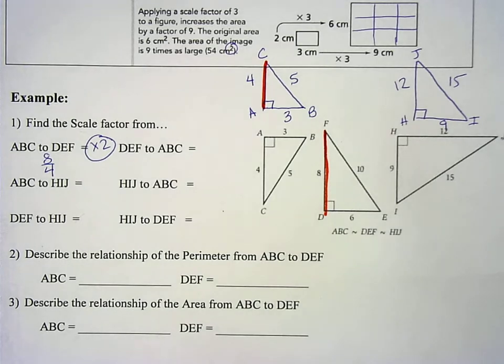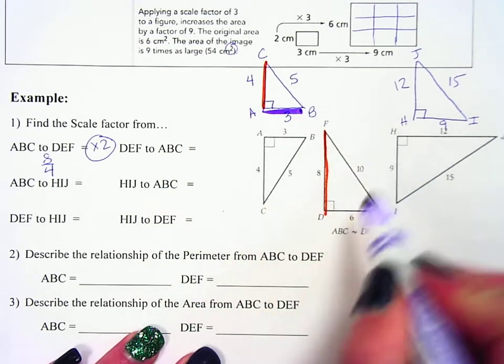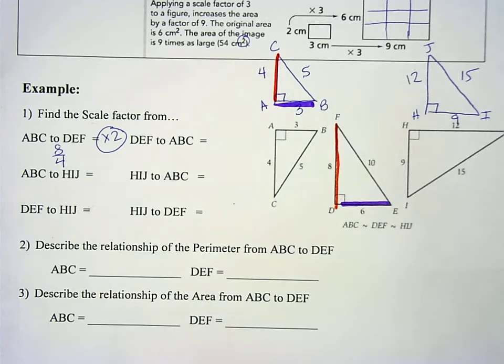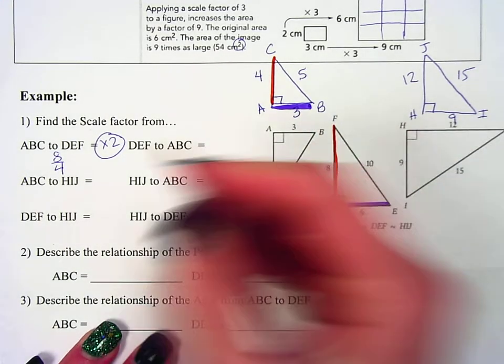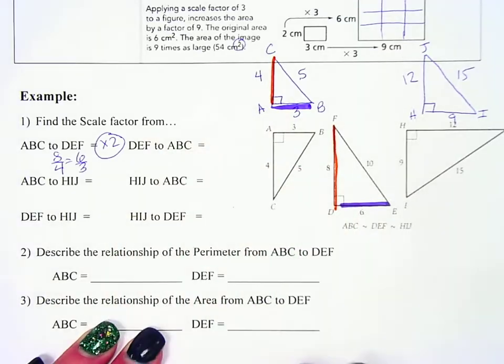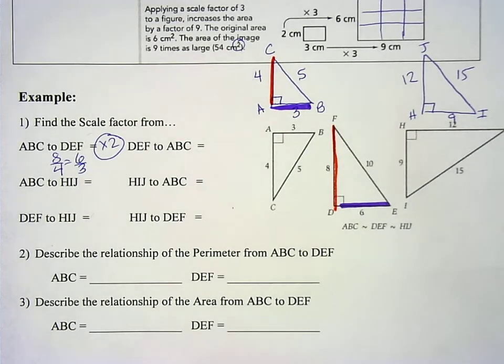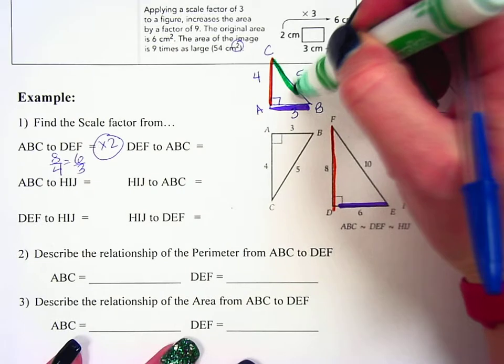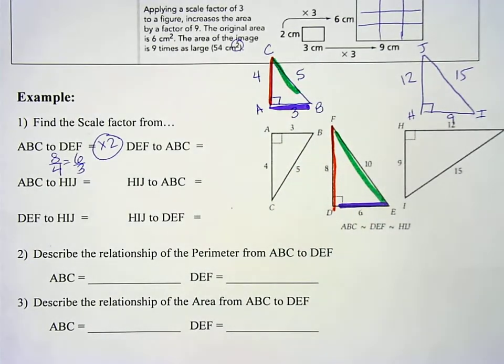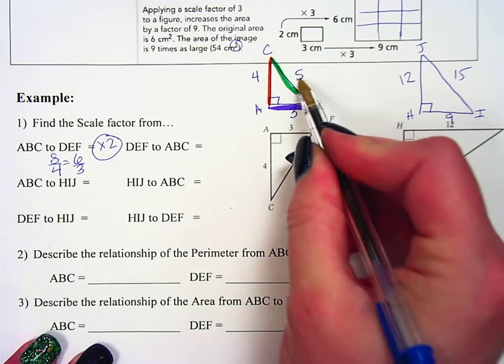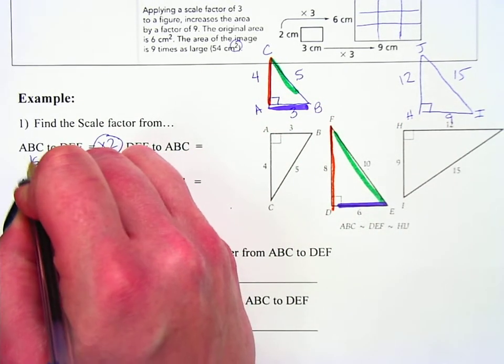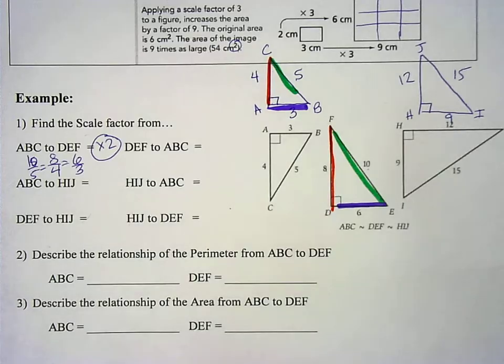You can also compare the other sides. So A to B corresponds with D to E. So my image is 6, my original is 3. That's still a scale factor of times 2. Okay. Last one we can double check. 5 corresponds to 10. My image is 10, my original is 5. So yep, all those have the same scale factor of times 2. We're making the assumption here that the angles are already the same, so we know these are similar figures because my scale factor is times 2 and the angles were the same.